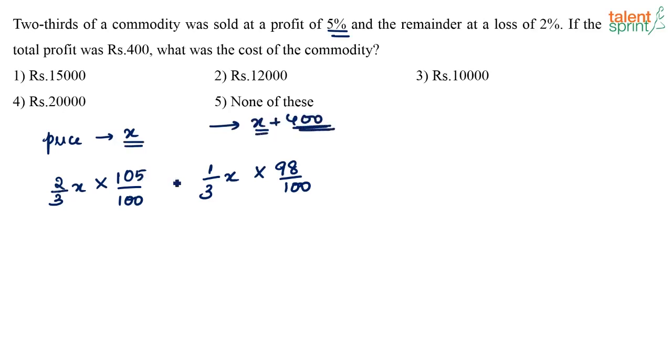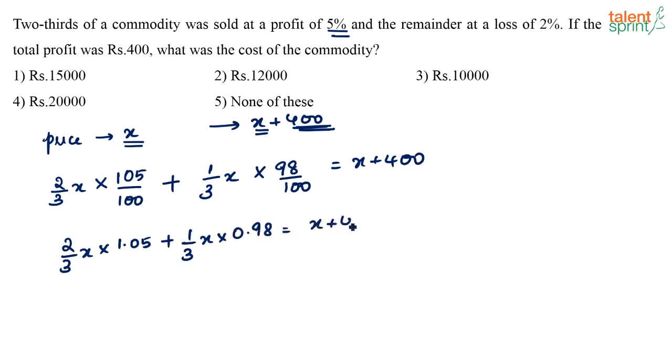Or I can say the total selling price, the total price at which I am selling the articles now, is equal to x plus 400. So you have an equation directly. So 2/3x into 1.05 plus 1/3x into 0.98, that is equal to x plus 400. Now you just have to solve for x.